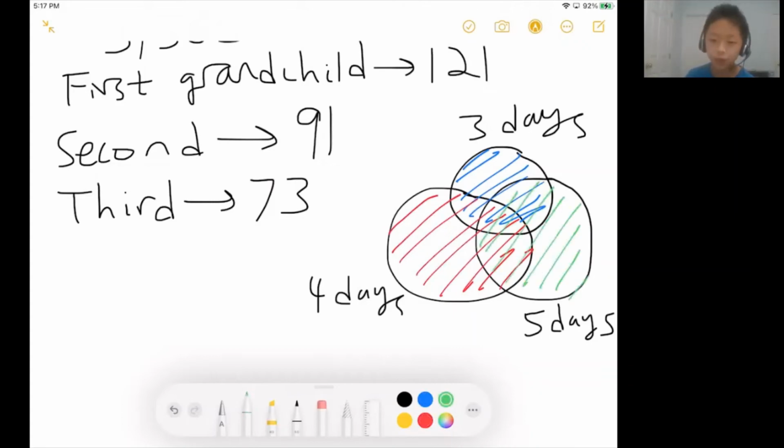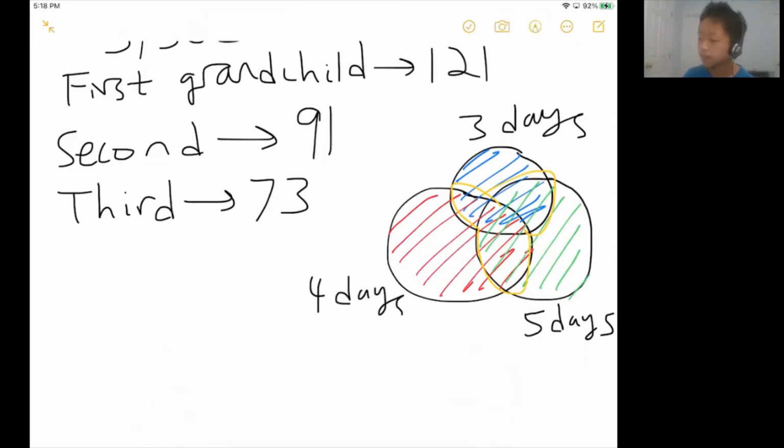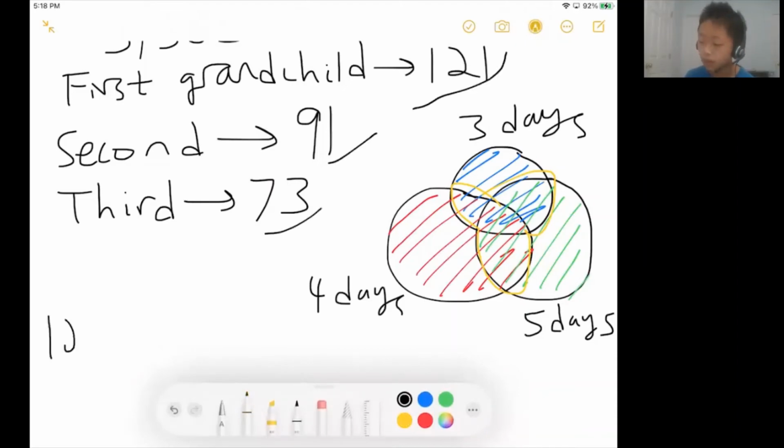And maybe this visual representation gives us a better understanding of why we overcounted, because notice that this yellow region in the middle is counted by multiple of the regions, and we don't want to count them so many times. We want to count them exactly one time, which is why we have to use PIE. So normally we would do 121 plus 91 plus 73, but we have to subtract off the number of days in which both the first and the second grandchild call.